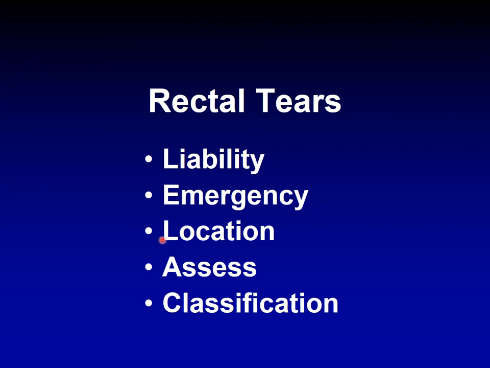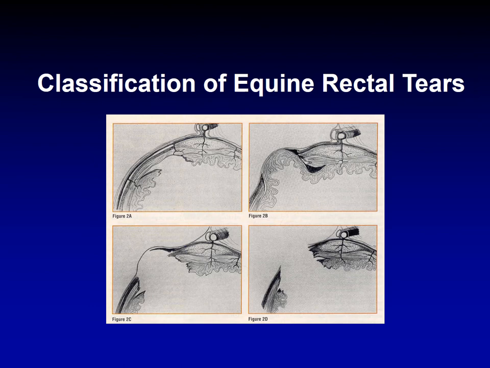Then we have to assess the location of the rectal tear. Where did it happen in the rectum or in the gastrointestinal tract? Because depending on the location, that's where we're going to do the treatment. And we have to assess how bad the lesion is, how bad the tear is. So we have to go with classifying the rectal tear. And there is a classification for rectal tears.